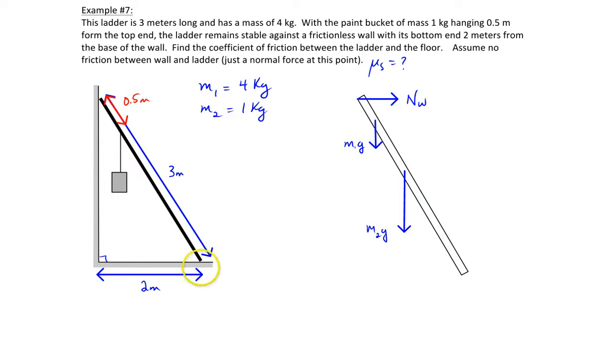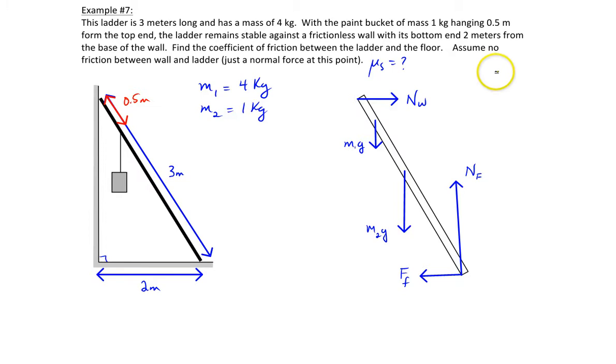And then let's look at the lower end of the ladder. At this point, there's going to be two forces. We have the upward normal force. It's going to be quite large, this force, because of the two forces that are going down here. I'm going to label this as the normal force due to the floor. And then we have the horizontal inward force here to balance out with the wall pushing outwards on here. And there's the force of friction. So now we're going to need to determine the coefficient of static friction.